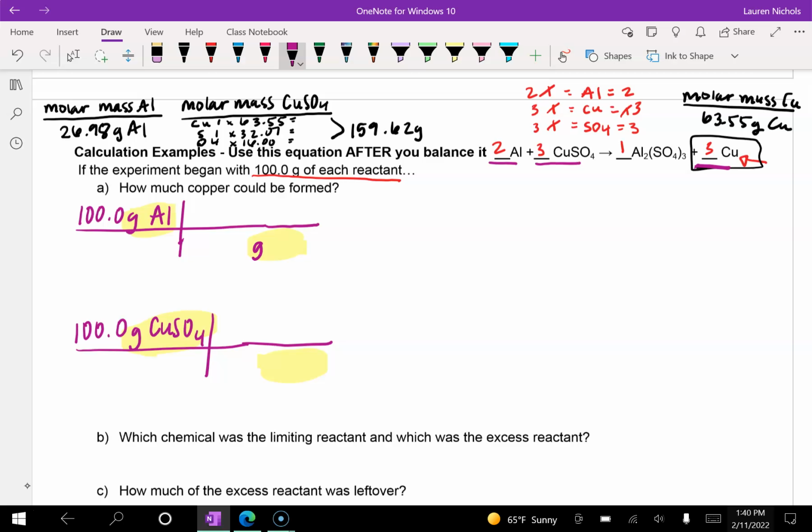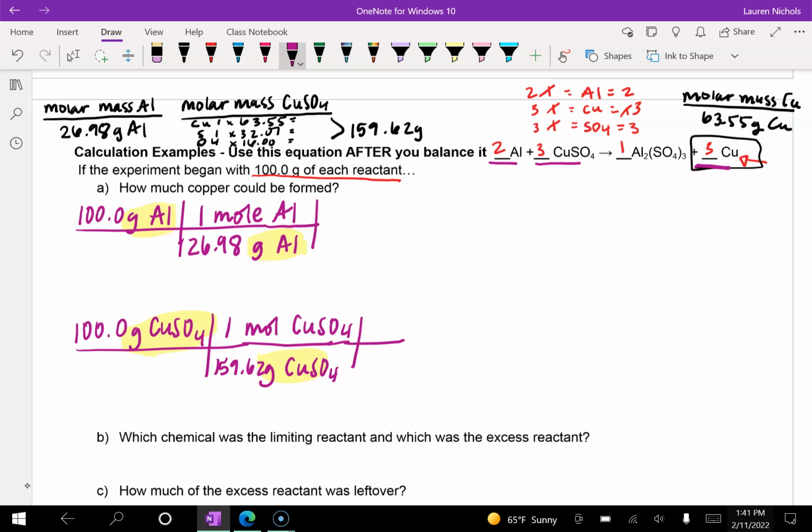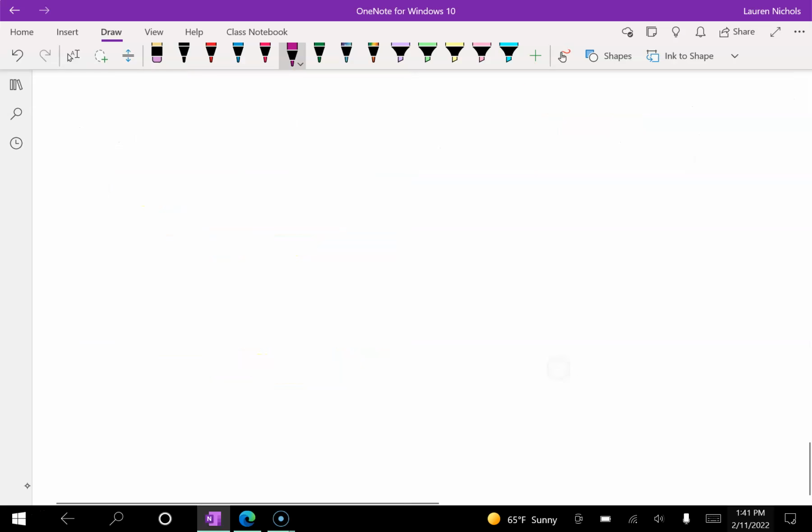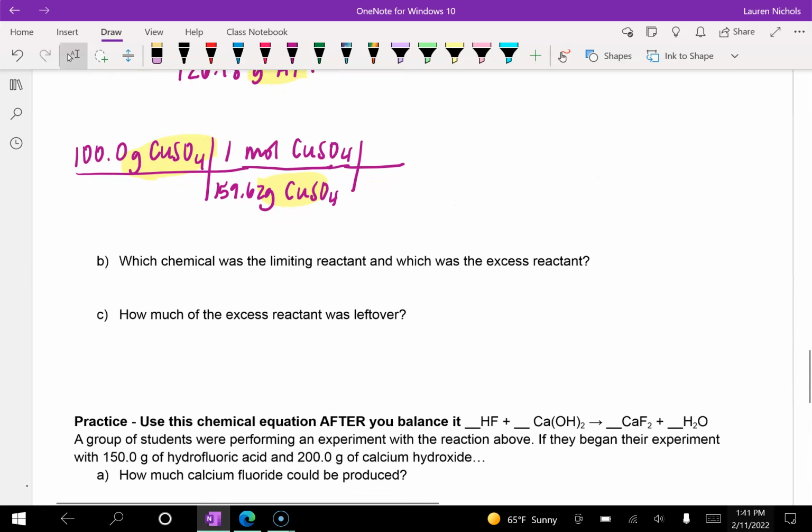So if we have grams of aluminum and grams of copper sulfate at the bottom, that means we need to use their molar masses. So our molar mass of aluminum is 26.98, and it's always with 1 mole of the same chemical above it. And for copper sulfate, it was 159.62 grams, and again, 1 mole of copper sulfate above it. But that is not what we want to know. We want to know the mass of copper. So now that we're in moles, we can use our mole ratio, okay?